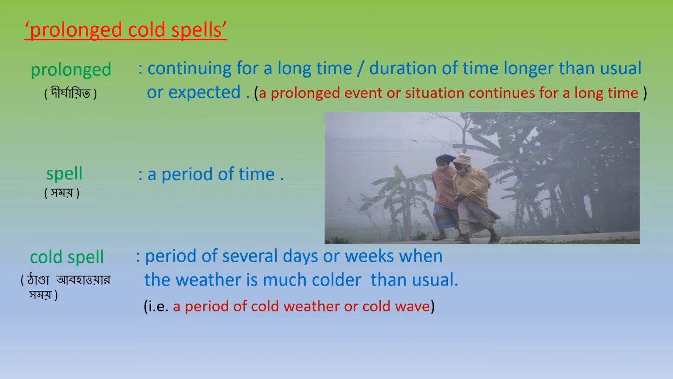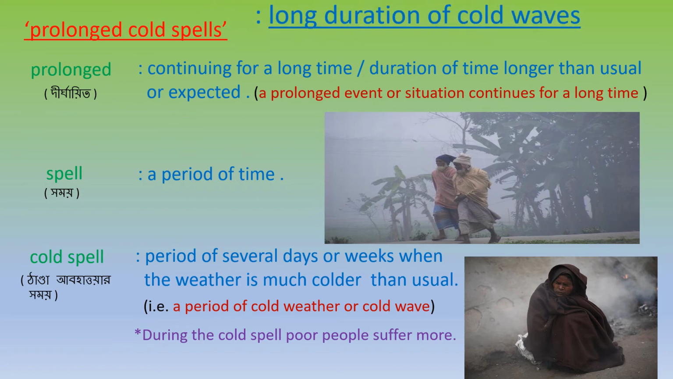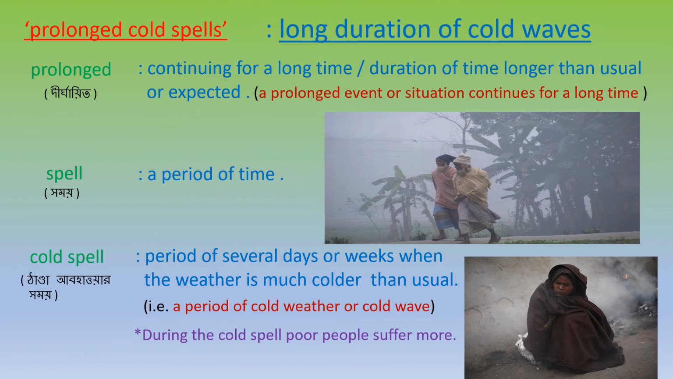Let us see an example of a sentence having cold spell. During the cold spell, poor people suffer more. So, prolonged cold spells mean long duration of cold waves. Hope you have understood.